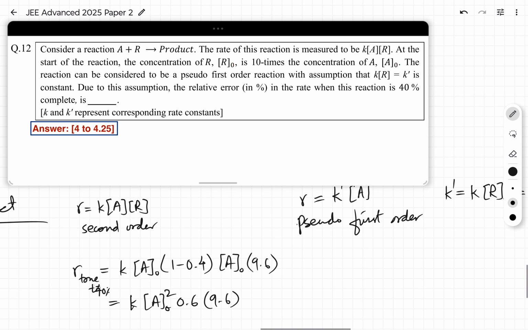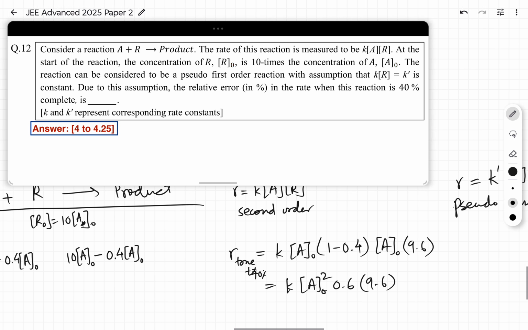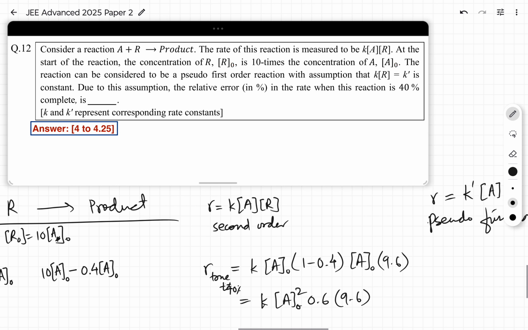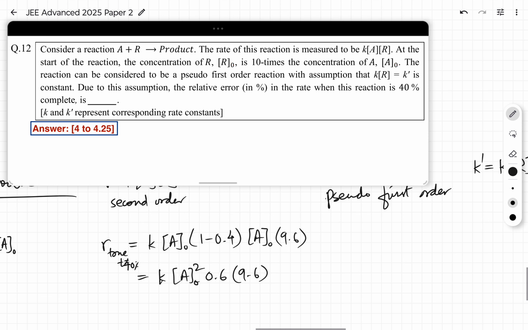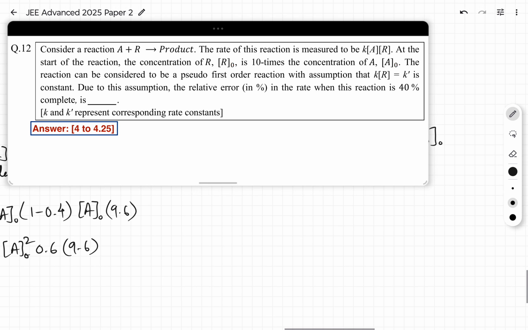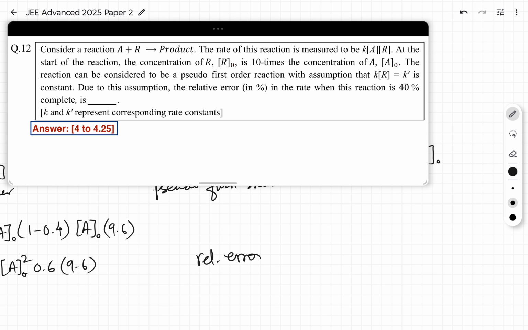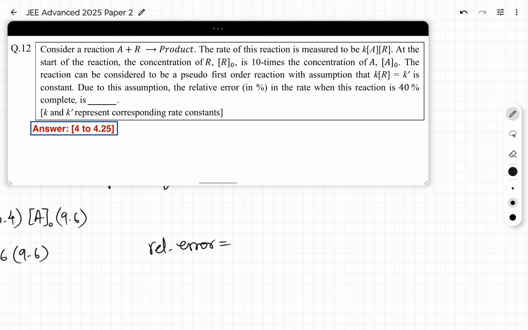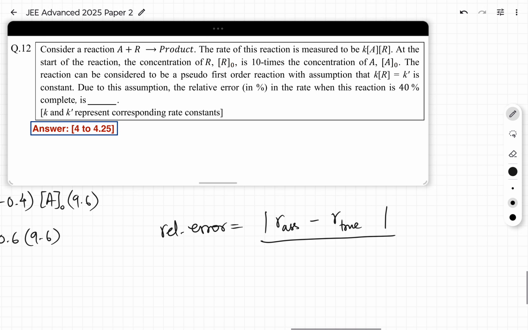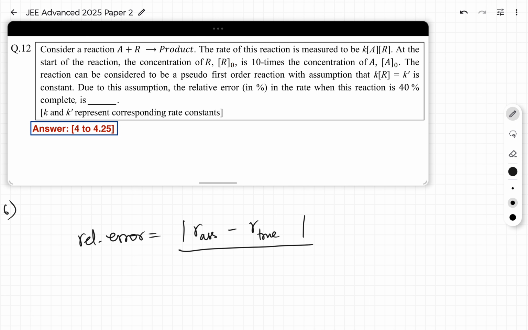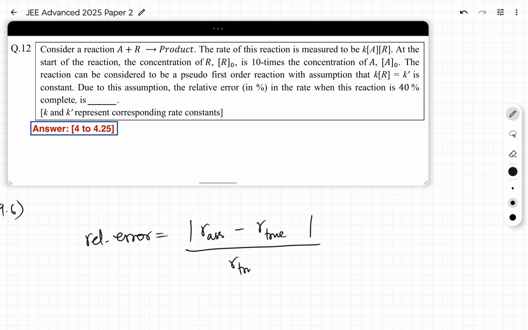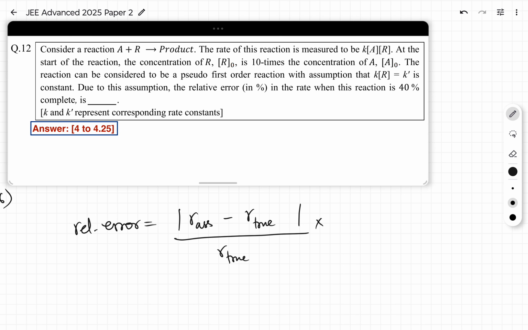Now the relative error in percentage is the cost of this approximation. How much is the error? So relative error is defined to be the magnitude of the difference between the assumed value and the true value, divided by, compared to, the true value. And this is a fraction, so times 100 will give us the percentage value.